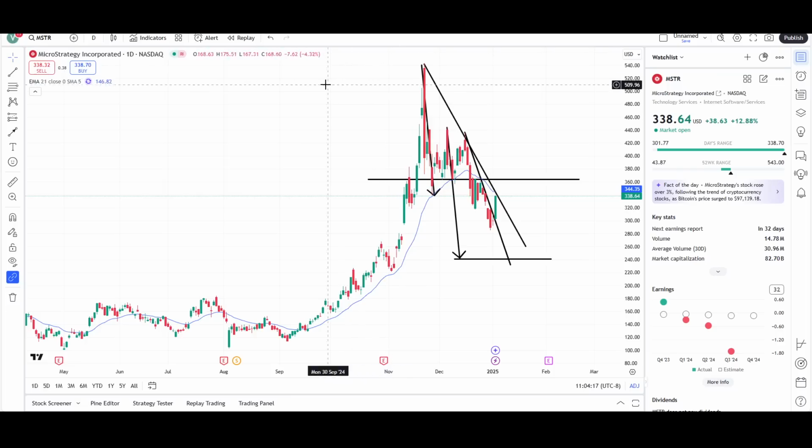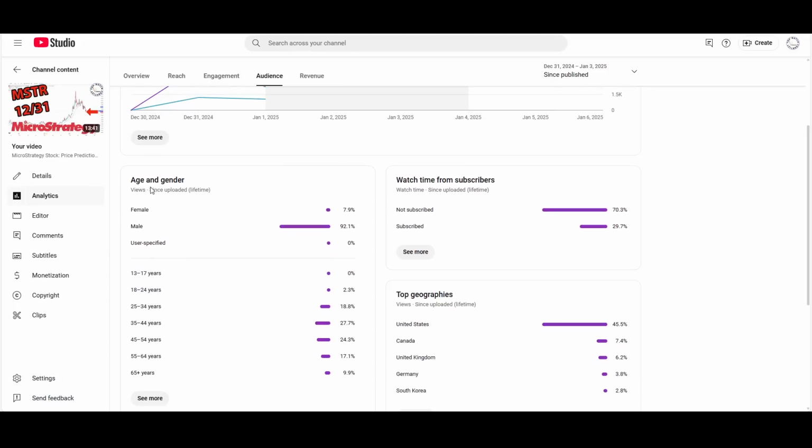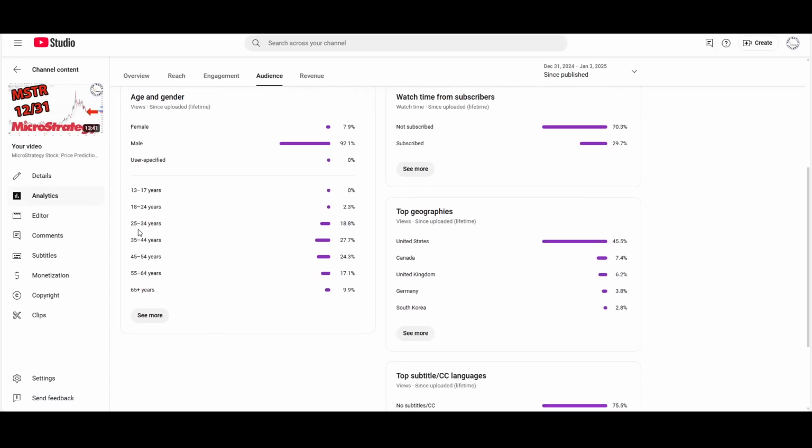I want to show you guys something cool. This is the analytics from my MicroStrategy video on December 31st. And you can see that it shows you the demographics of the viewers of that video, and you can see that most people watching these type of videos are male, about 92%, and about female 8%. And the age group is about 25 to about 55 is the majority of viewers. So that's pretty cool right there.